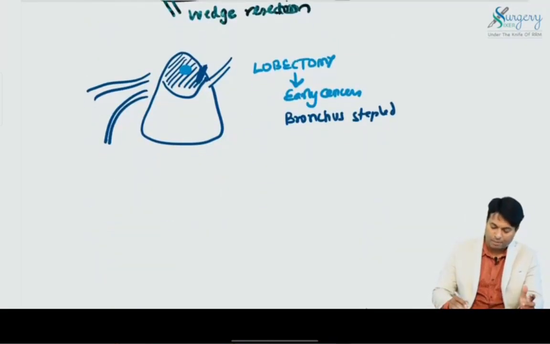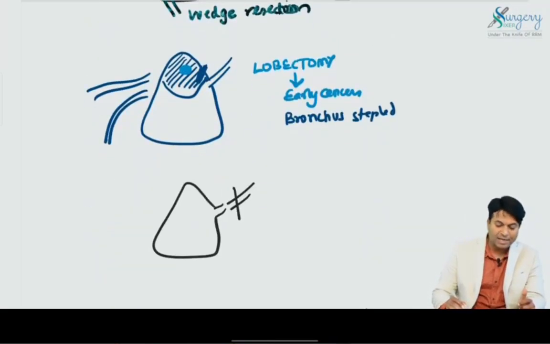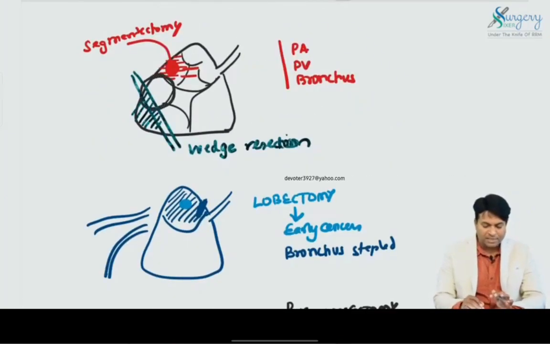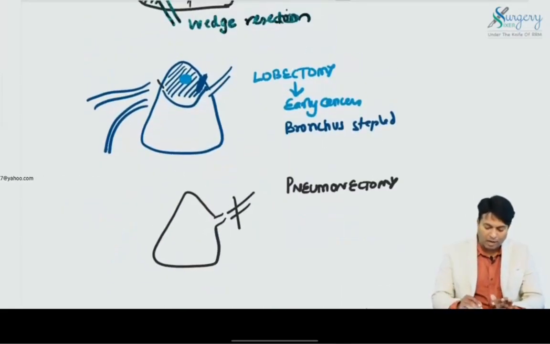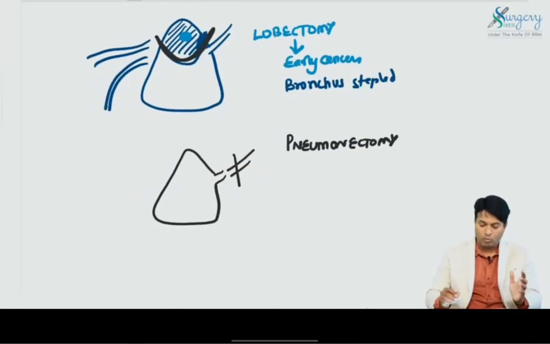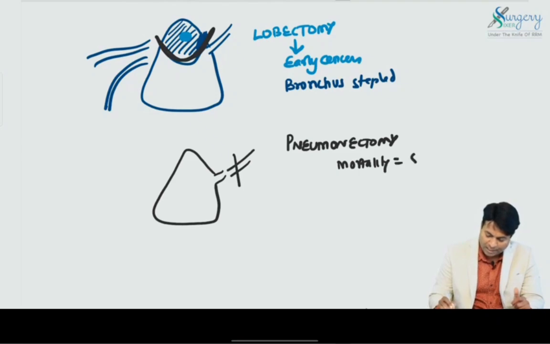Another last operation which we do is a major operation in which we remove the entire lung. That is known as pneumonectomy. So please don't get confused. Segmentectomy: there are multiple segments. If you remove only one segment, it is segmentectomy. If you remove one lobe, that is lobectomy. If you remove the entire lung, the whole lung, it is pneumonectomy, with a mortality rate of 5%.